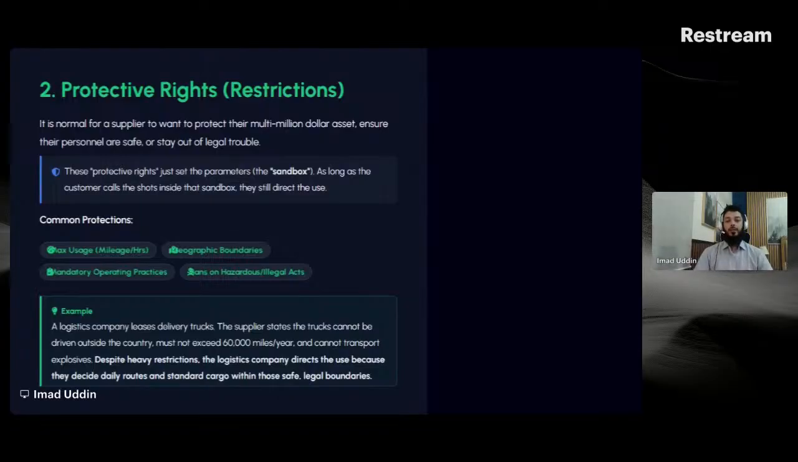Now look at this. The supplier states the trucks cannot be driven outside the country, must not exceed 60,000 miles per year, and cannot transport explosives. So if a particular truck cannot transport explosives, that does not mean that the lessee does not have the right to use the truck to transport anything he wants, as long as he remains within that limit of safety and precaution. And so, despite these heavy restrictions, the logistics company directs the use because they decide the daily routes and the standard cargo, within those safe legal boundaries.